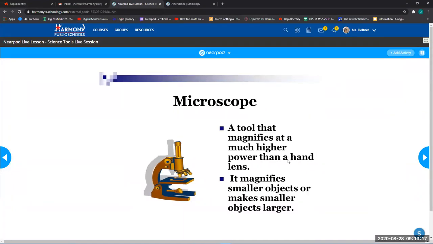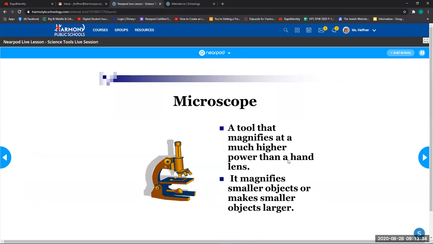A microscope. We don't really use a microscope in sixth grade. It is something that you do need to know about. When we talk about cells, prokaryotic and eukaryotic cells, you'll be looking at images of cells under a microscope and looking for the nucleus.